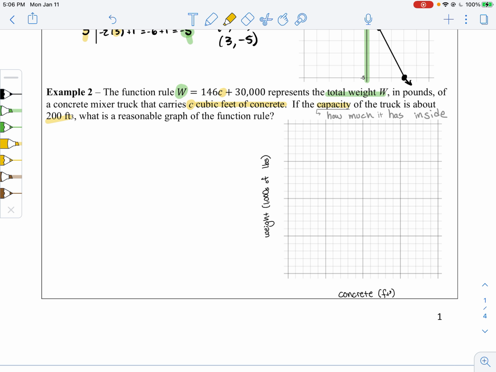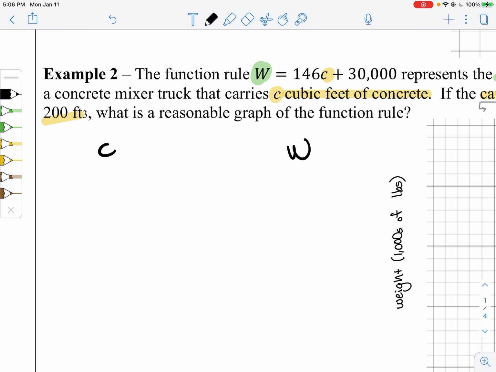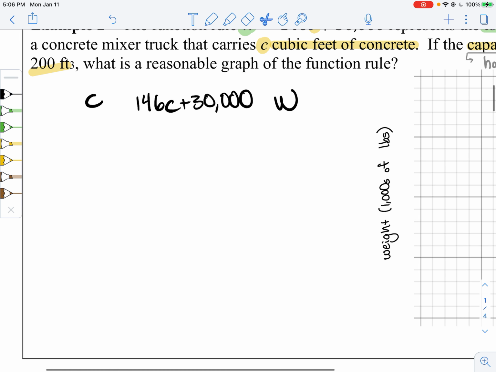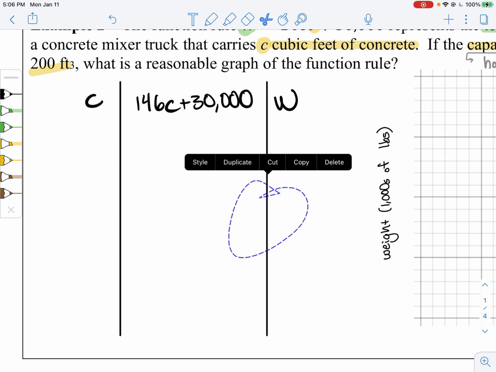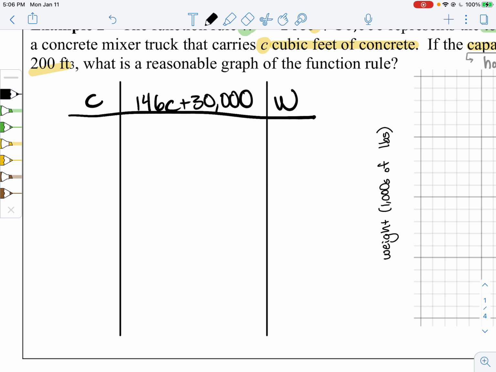We know we've got our cubic feet, C, our volume of concrete. We've got our weight, W, of the truck. And we also know our rule: 146 times C plus 30,000 equals W. So the way I make my table is I don't just make a C-W table. I leave space in the middle here so that I can do some work. Here we go. Now I've got my table.